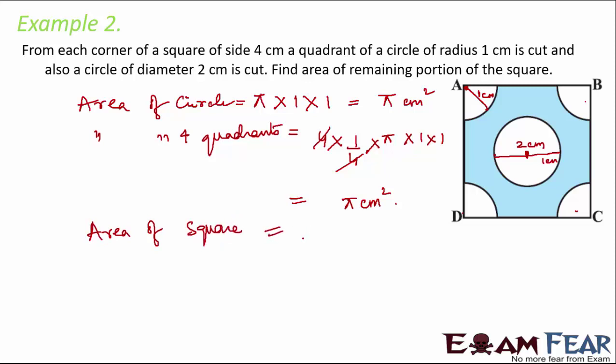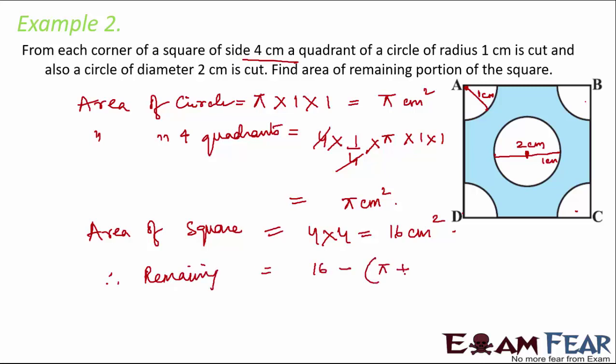So that will be equal to side into side, and what is the length of each side? It is given as 4 centimeter. So this would be 4 into 4, that is 16 centimeter square. Therefore, remaining portion area would be equal to 16 minus pi plus pi, that is equal to 16 minus 2 pi. So now you can put the value of pi and calculate it yourself.